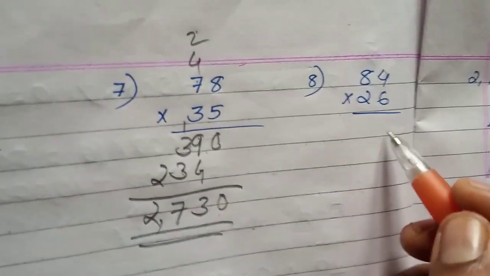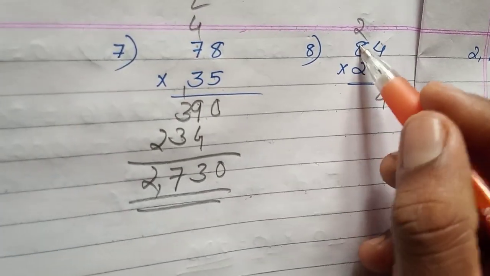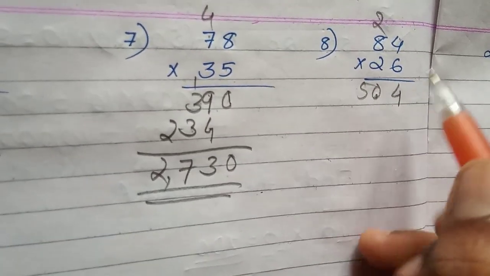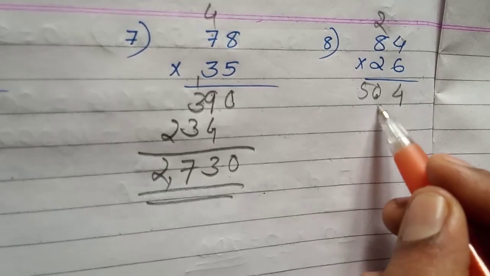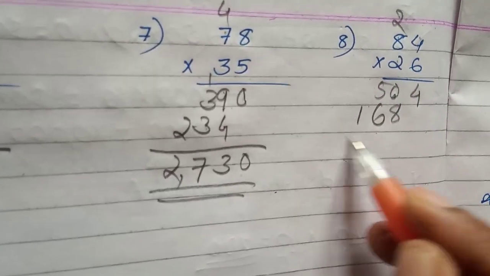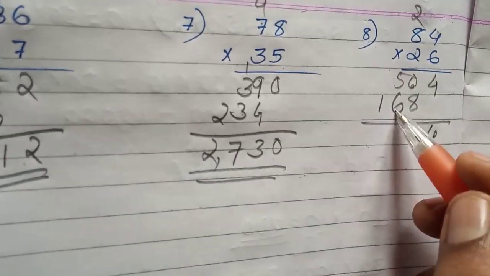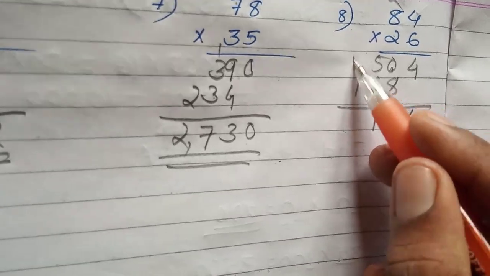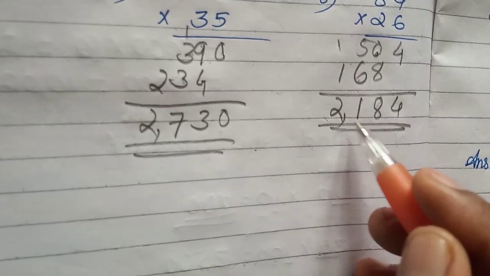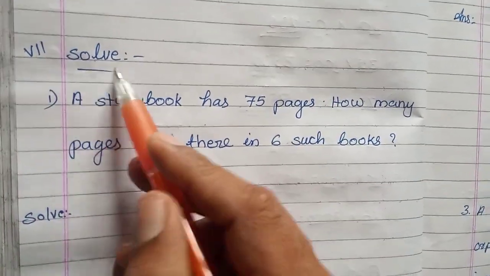Question number 8. 84 into 26. 6 4s are 24. 4. 2. 6 8s are 48 plus 2, 50. 2 4s are 8. 2 8s are 16. 4. 8. 5 plus 6, 11. 1. 1 plus 1, 2. Answer is 2184.